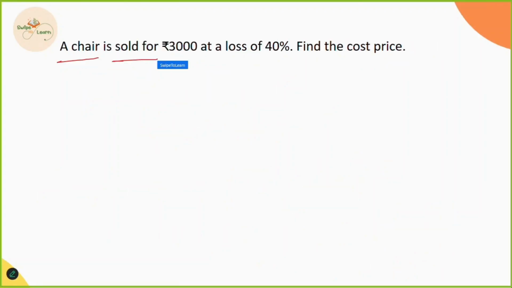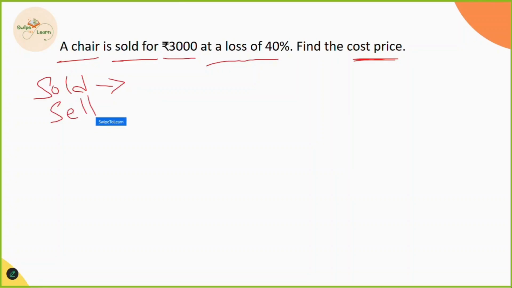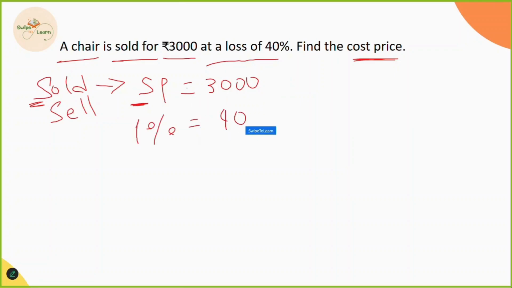A chair is sold for 3000 rupees at a loss of 40%. Find the cost price. Again, sold or sell means selling price. Remember, S is for yes here. So sell or sold means selling price. The selling price given is 3000 and the loss percentage is 40, and they're asking us to find the cost price.